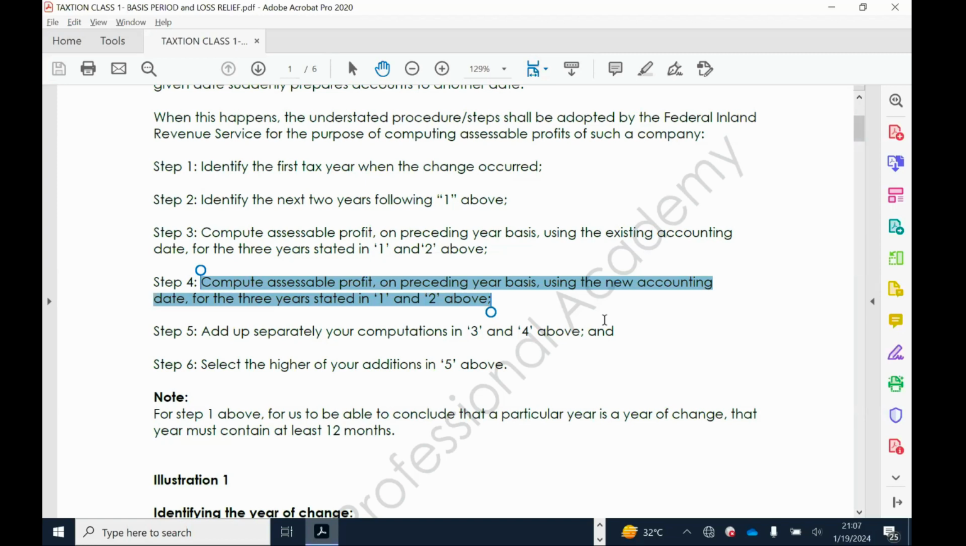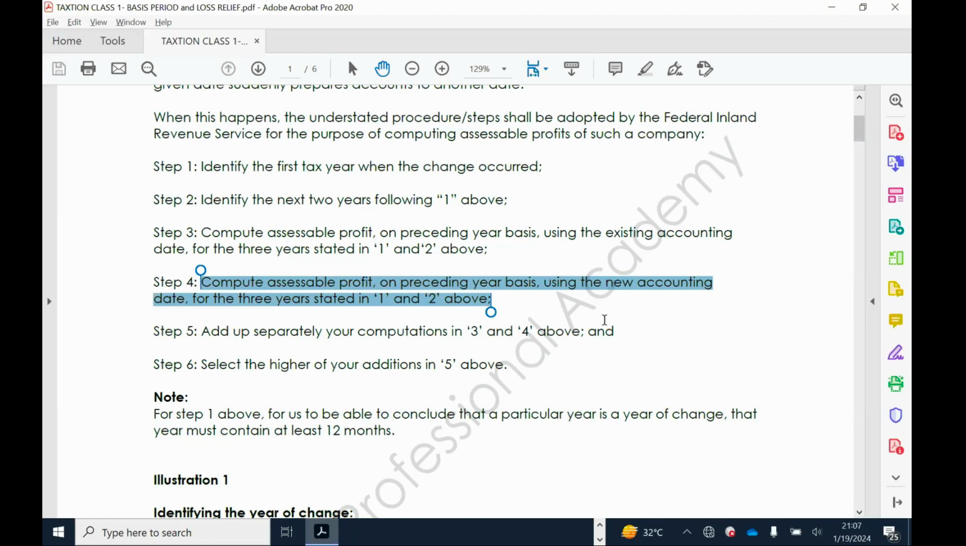Step 5 now says that we should add up the assessable profit of these 3 years separately. That is, add up the assessable profit of the 3 years under the old or existing accounting date and add up the assessable profit for the new period, right? And then compare both. Then the final step now says that you should select the one that is higher. So I'm going to repeat the steps I said in other words.